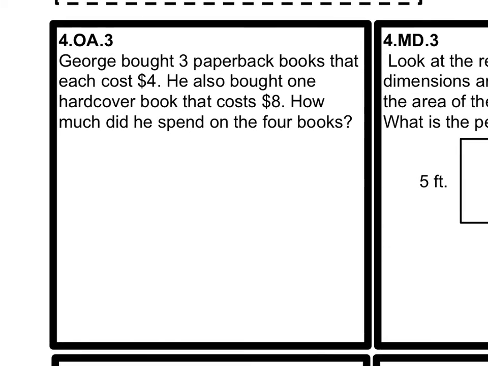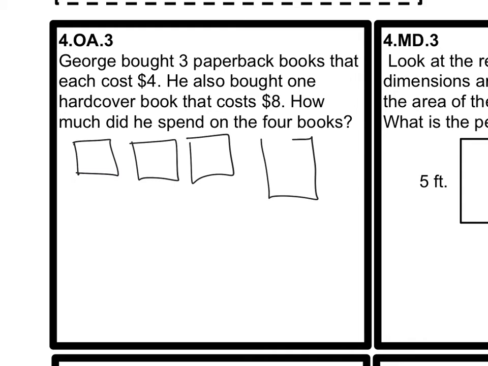So George bought 3 paperback books that each cost $4. He also bought 1 hardcover book that cost $8. How much did he spend on 4 books? So one of the first things that you can do is you can draw a picture and show 3 paperback books. And then 1 hardcover. I'm just going to make it slightly bigger.